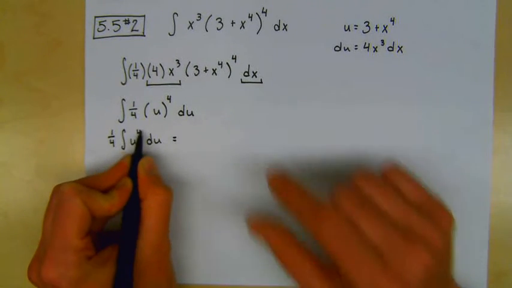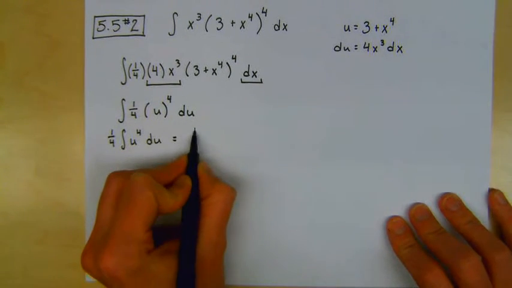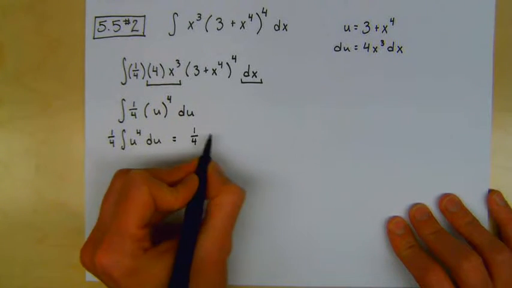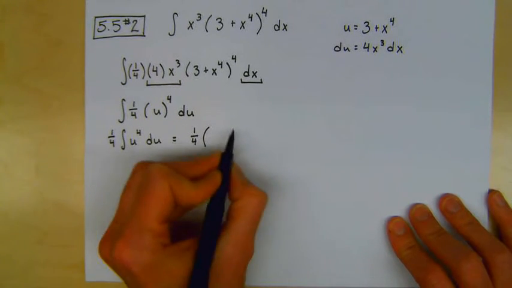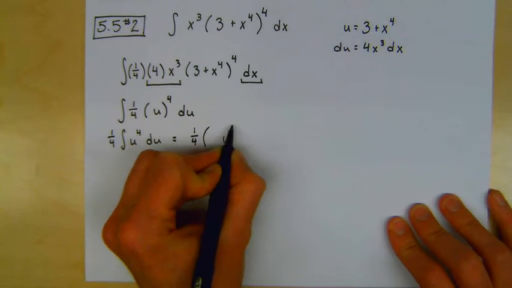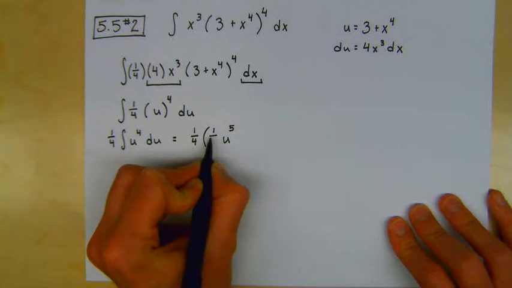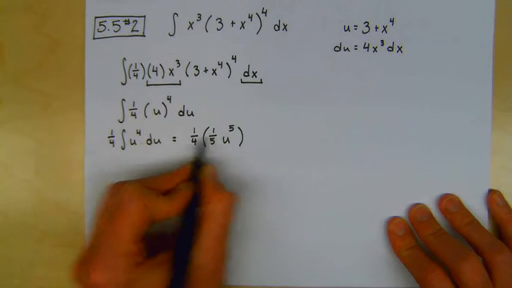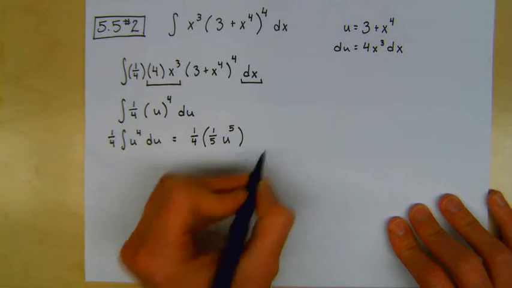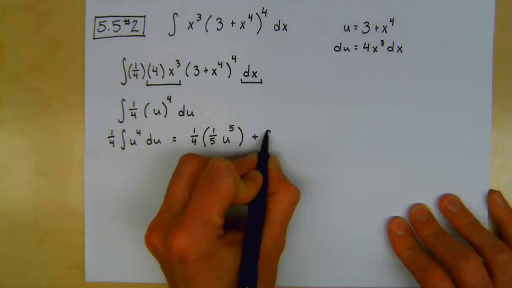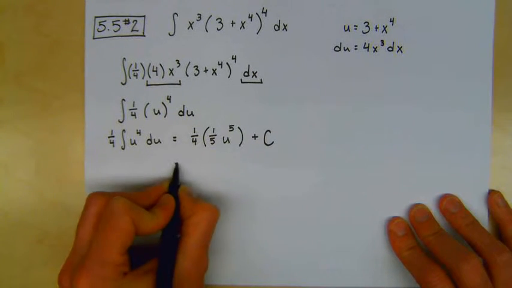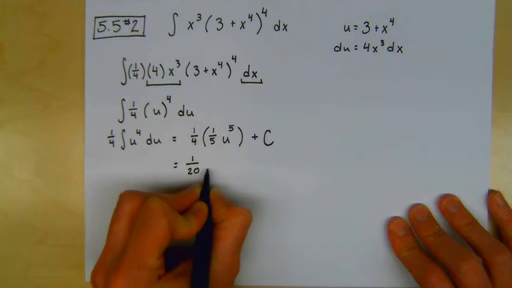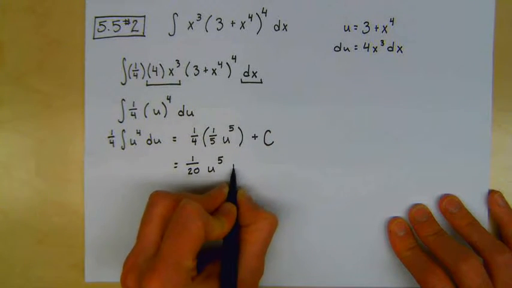I can use power rule for this polynomial. The 1/4 is my coefficient that stays along, and when I raise it, it becomes u to the 5th times 1/5. And in this case, this is an indefinite integral. I don't have bounds, so I have to remember to add a constant. In my final step, I can multiply a 4th times a 5th and get a 20th. U to the 5th plus c.